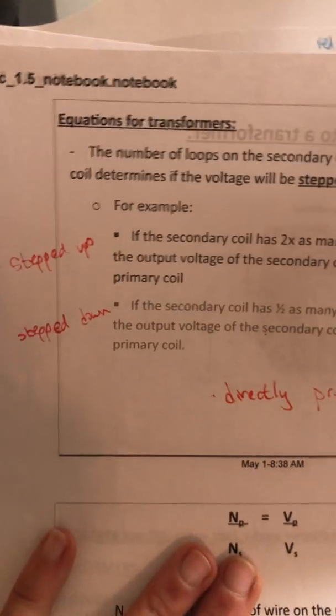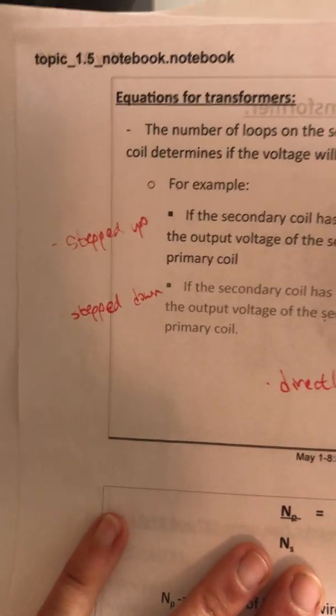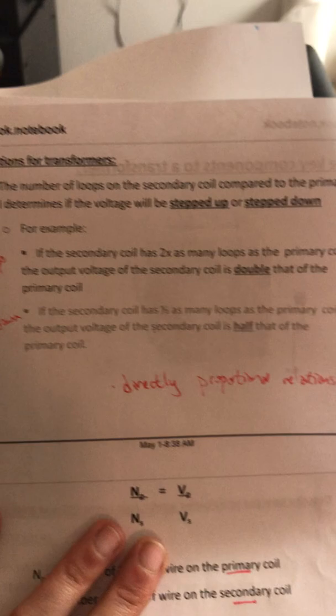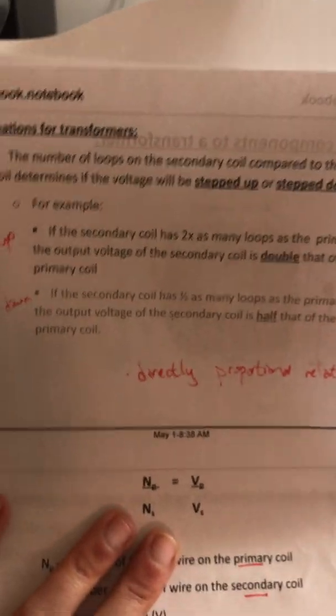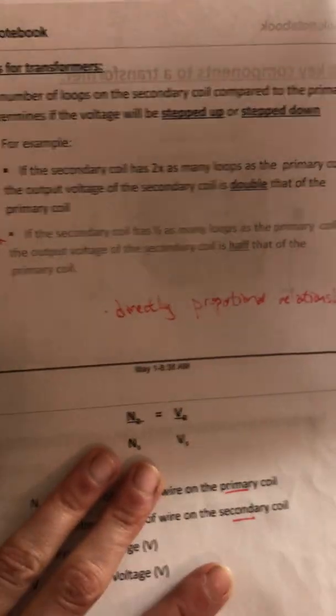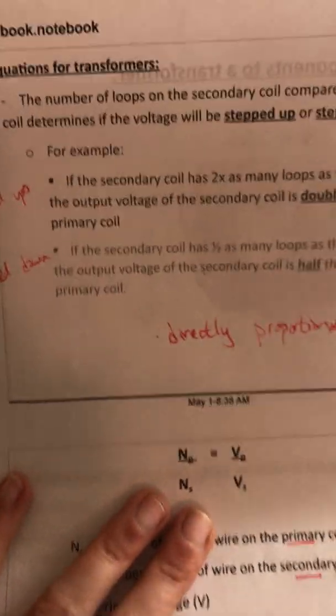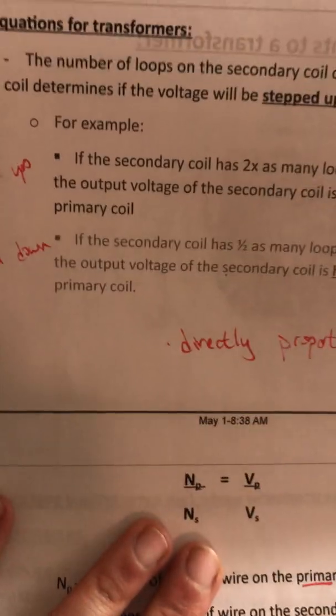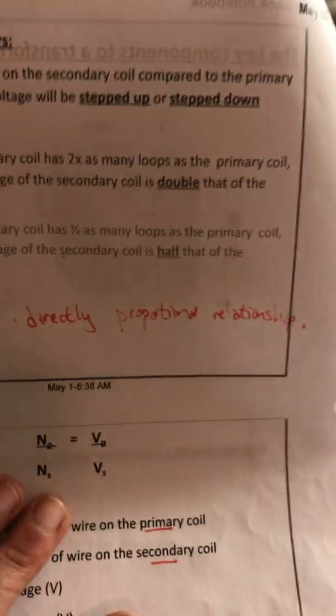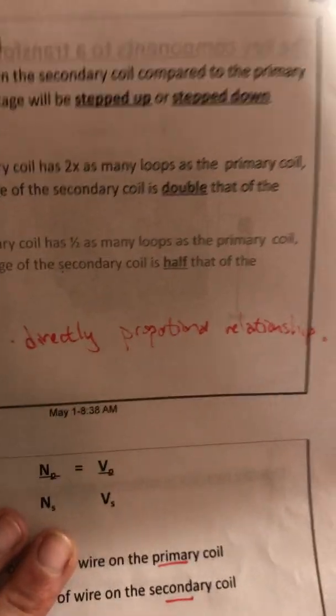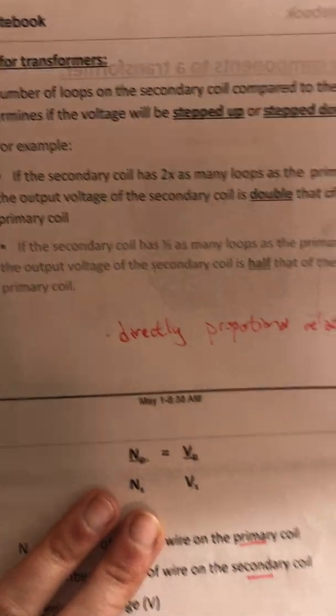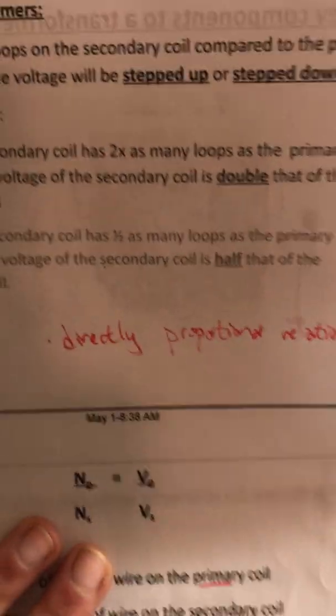And now let's look at some equations. As I said before, depending on the coils, you're going to be stepping up or stepping down. The number of loops on the secondary coil compared to the primary is how you consider if things are being stepped up or stepped down. For example, if the secondary coil has 2 times as many loops as the primary coil, the output voltage of the secondary coil is double that of the primary. So again, 2 times, double. That's a direct relationship.